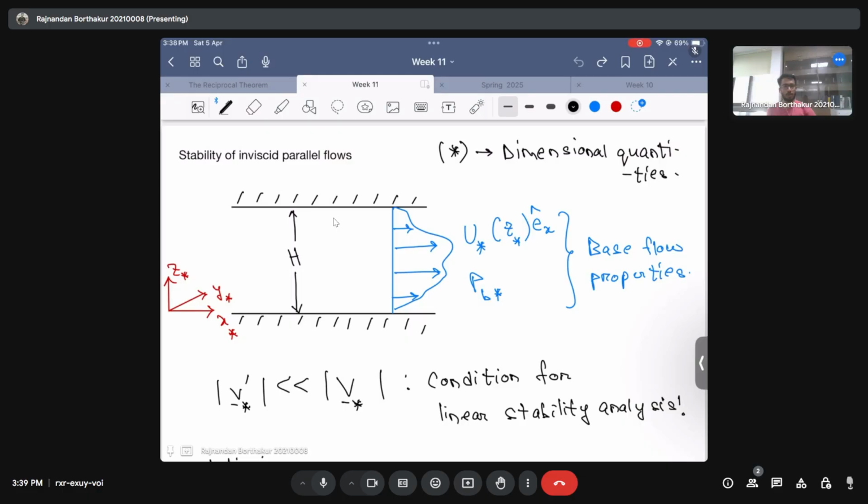There is a very good book known as Drazin and Reid. I think the name of the book is Introduction to Hydrodynamic Instabilities, and the authors are Drazin and Reid. The publisher is Cambridge University Press, and you can read this book if you want to learn more on hydrodynamic instabilities.